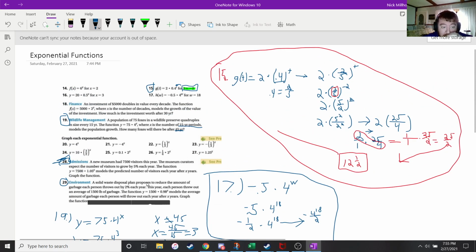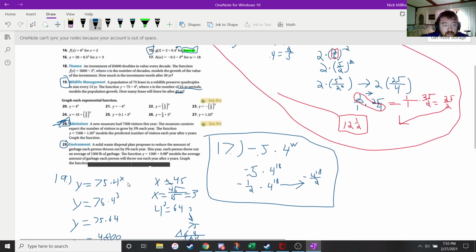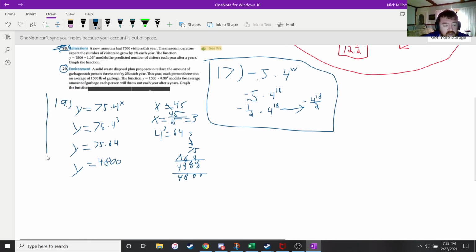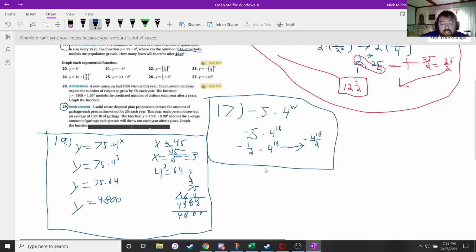Alright. Okay. So that is 19. Now let's look at 29, because I know this is one of your problems. I know these word problems can be kind of tricky, but it's all about reading and figuring out what we are really looking for here. So 29.